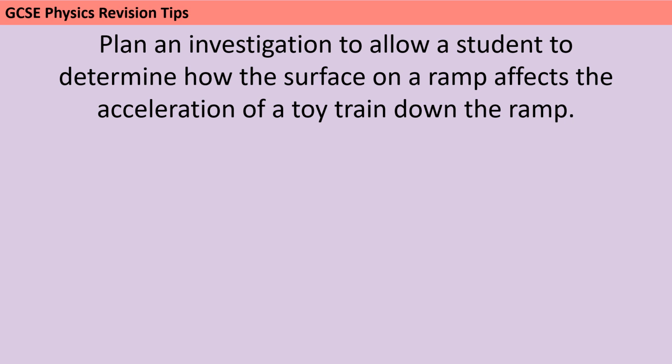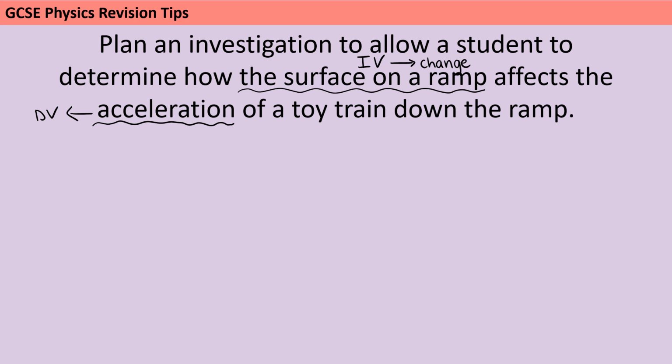So in this investigation, the thing that I'm changing is the surface of this ramp. And we call the variable that I am changing the independent variable. And so that's going to be changed each time we do the experiment. And then the whole point of the experiment is to see, well, what impact does that have on the dependent variable? So here, this is the acceleration of the toy train.